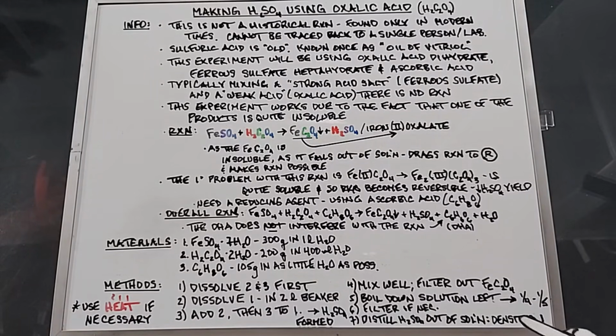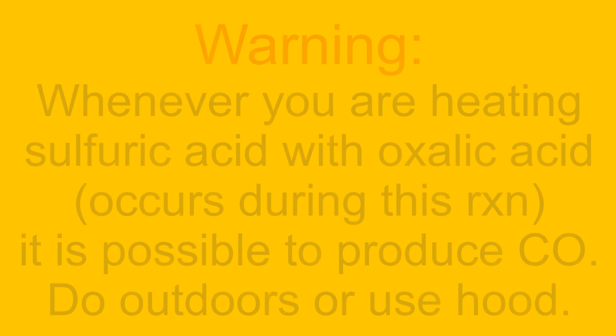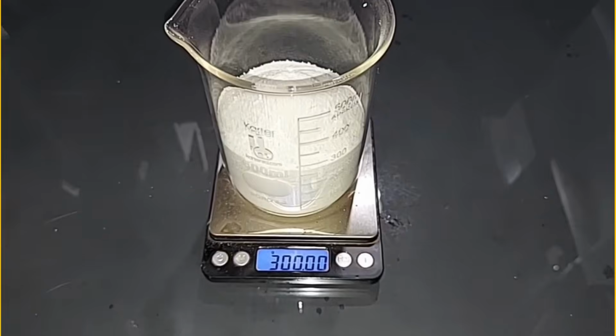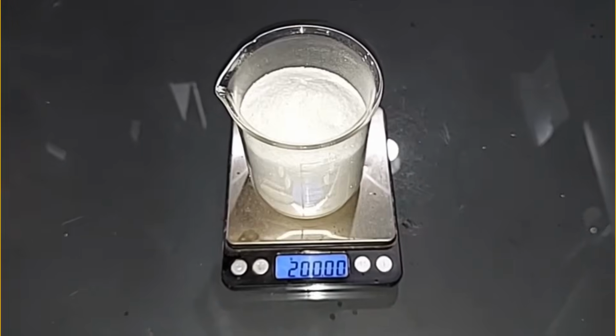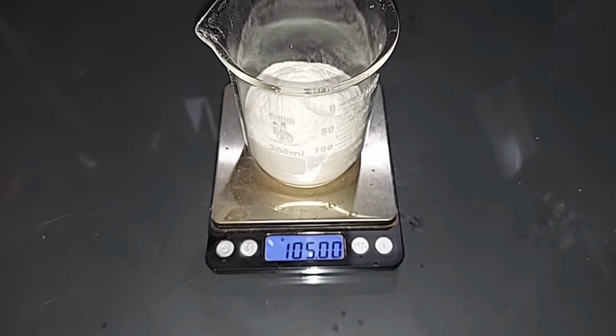Okay, no more whiteboard to write on. So let's go make our sulfuric acid using oxalic acid. 300 grams of ferrous sulfate pre-weighed, 200 grams of oxalic acid pre-weighed, 105 grams of ascorbic acid pre-weighed.